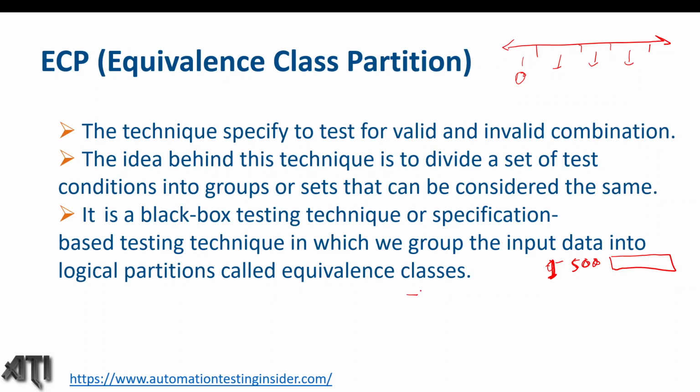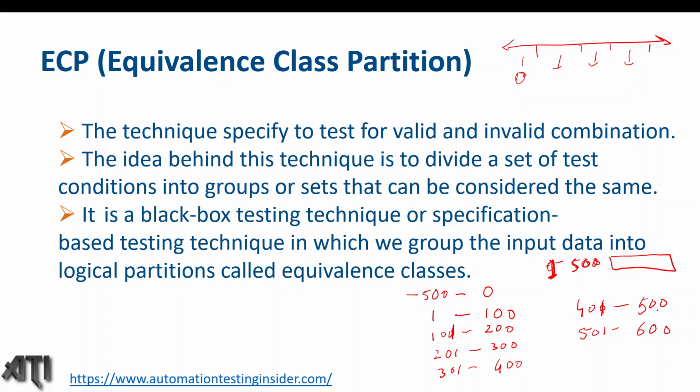Let's say we have minus 500 to 0, 1 to 100, 101 to 200, 201 to 300, 301 to 400, 401 to 500, and 501 to 600. These are the possible scenarios, and these are the different partitions, guys.